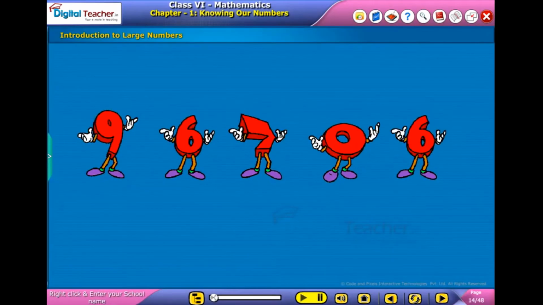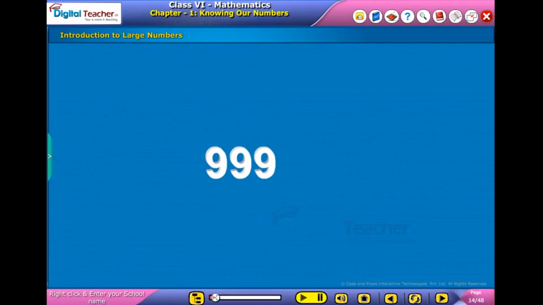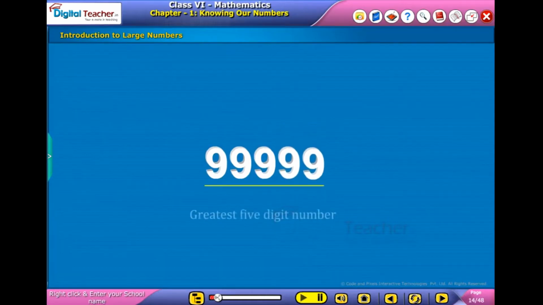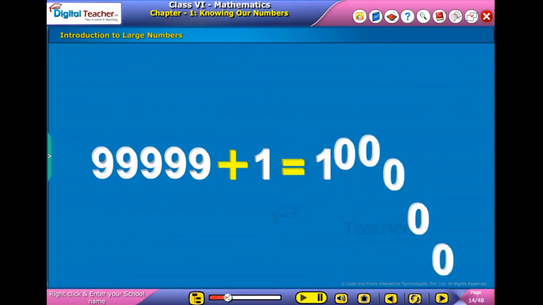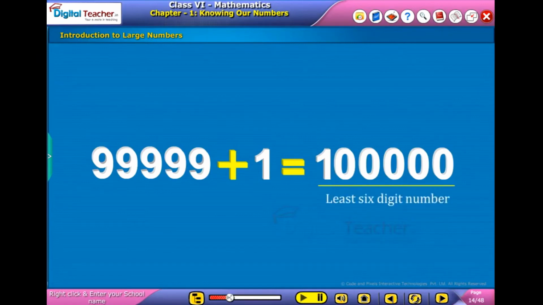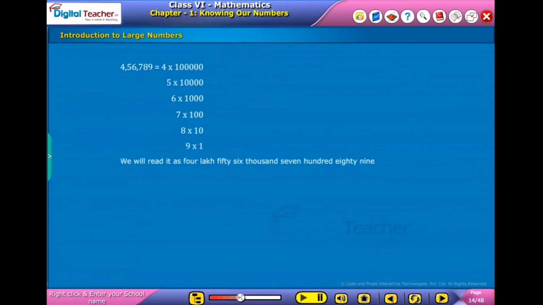Introduction to large numbers. The greatest 5-digit number, what we all know, is 99,999. Now, just add the number 1 to it. Then we will obtain the least 6-digit number, that is 1 lakh. Let's take the number 456789. Its expanded form is as shown. We will read it as 4,56,789.